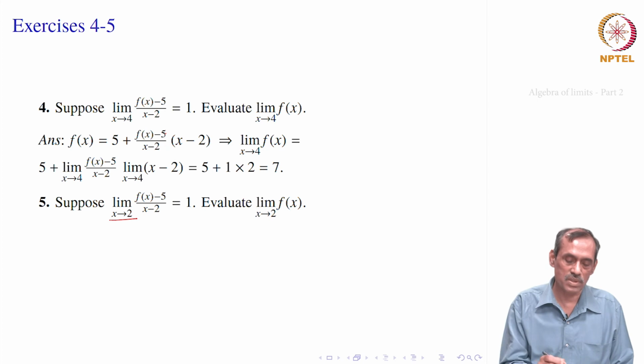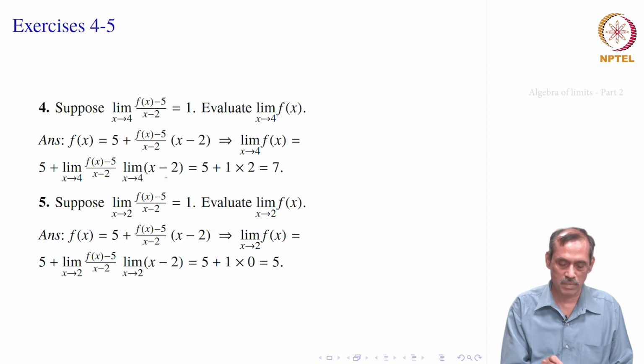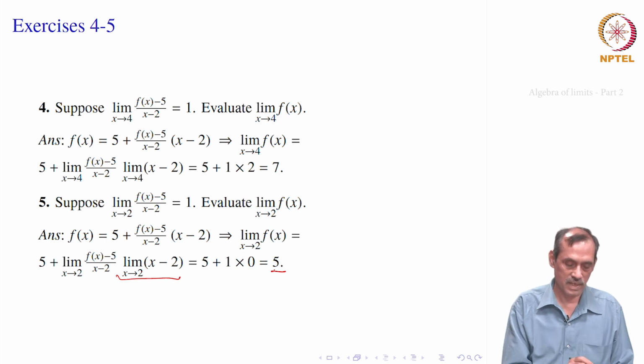But we can also use the earlier thing, rewriting, and see what happens. We can write f of x equal to 5 plus (f of x minus 5) by (x minus 2) into (x minus 2), as earlier. Then we take the limit as x goes to 2, that gives you 5 plus this limit times the limit of x minus 2. So, that gives 5 plus 1 into 0 equal to 5. Okay, that is easy.